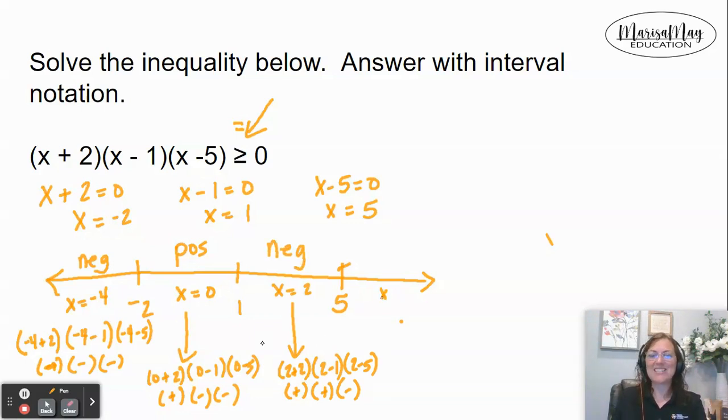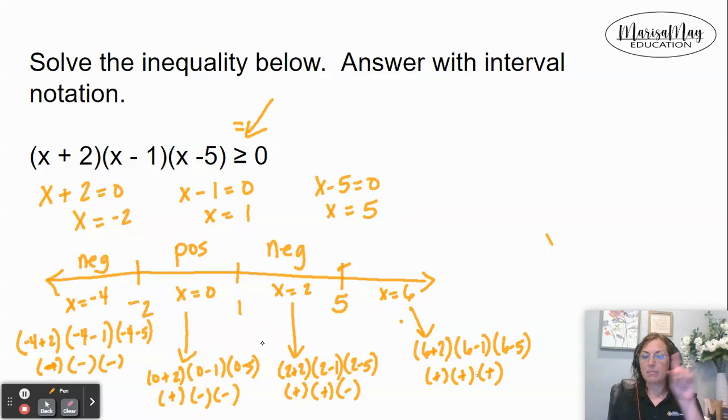Last one, let's do x equals 6. Again, remember, I'm not worried about the numbers. I'm just trying to get positives and negatives. 6 plus 2 is positive. 6 minus 1, positive. 6 minus 5, positive. Positive times a positive is a positive times a positive is a positive. So I got a positive.